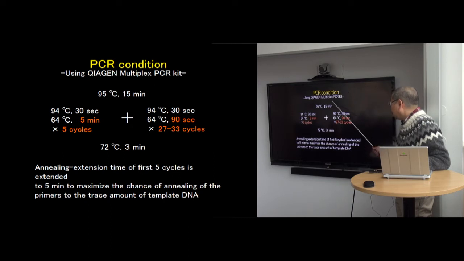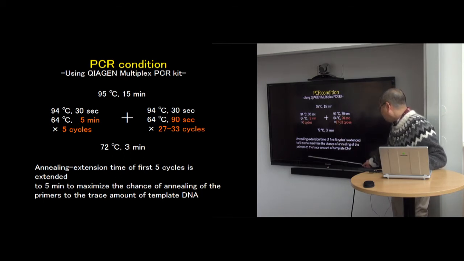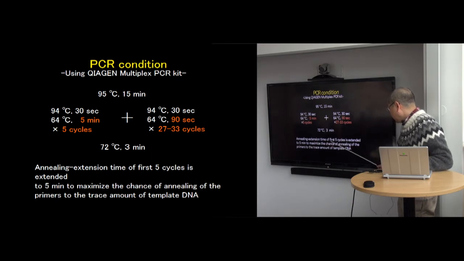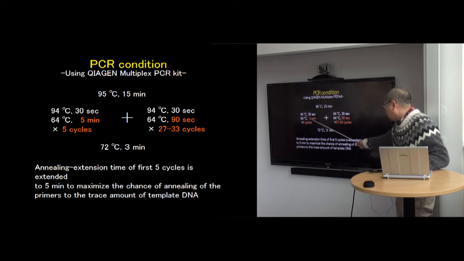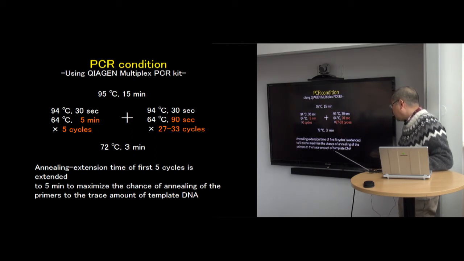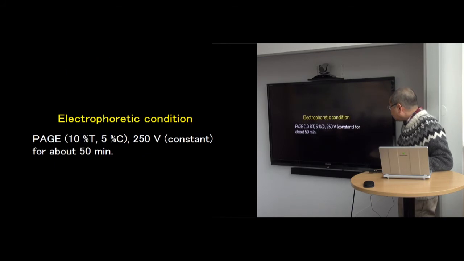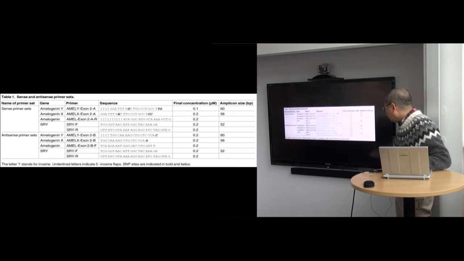And the PCR condition, very technical, I'm sorry, is shown here. The feature of this protocol is that the annealing extension time of 5 cycles is extended to 5 minutes. It's extraordinarily long, to maximize the chance of annealing of the primers to the trace amount of template DNA. And the electrophoretic condition is like this, very technical. I'm sorry. And this is the sequence of the primers and the amplicons.